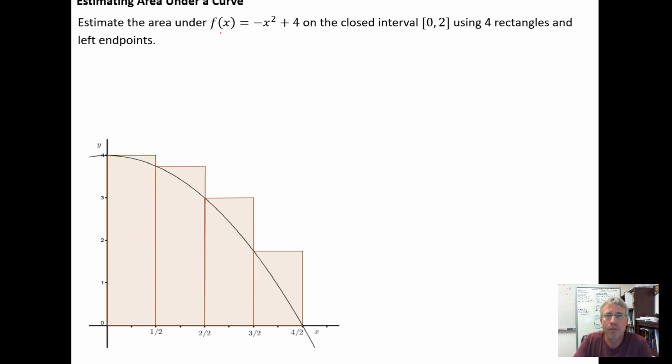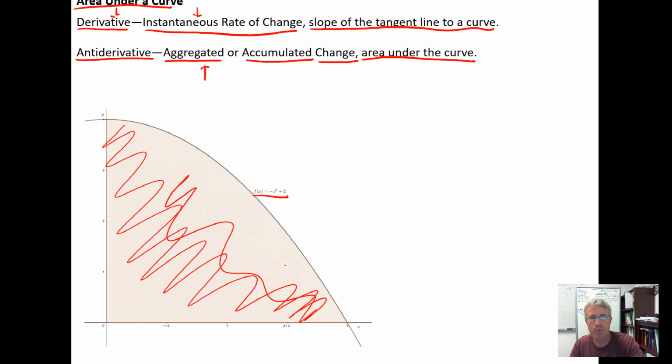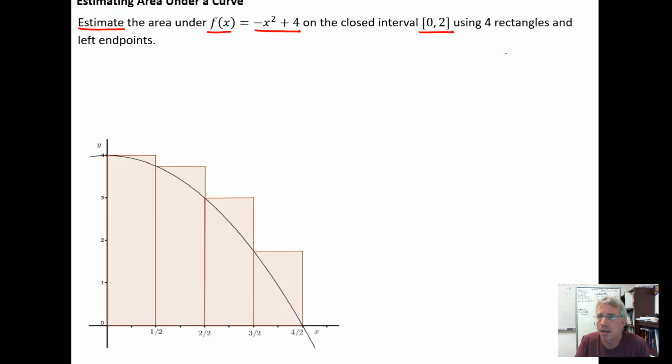So here I have the function f of x equals negative x squared plus 4, and we're going to work over a closed interval from 0 to 2, and we want to estimate the area under the curve. This is the same curve that we saw on the previous slide. We want to estimate that area using 4 rectangles and left endpoints. So we'll just talk through the process of doing this. So the first step in the process is to look at the interval you're working over. So I'm working over the interval on the x-axis from 0 to 2.